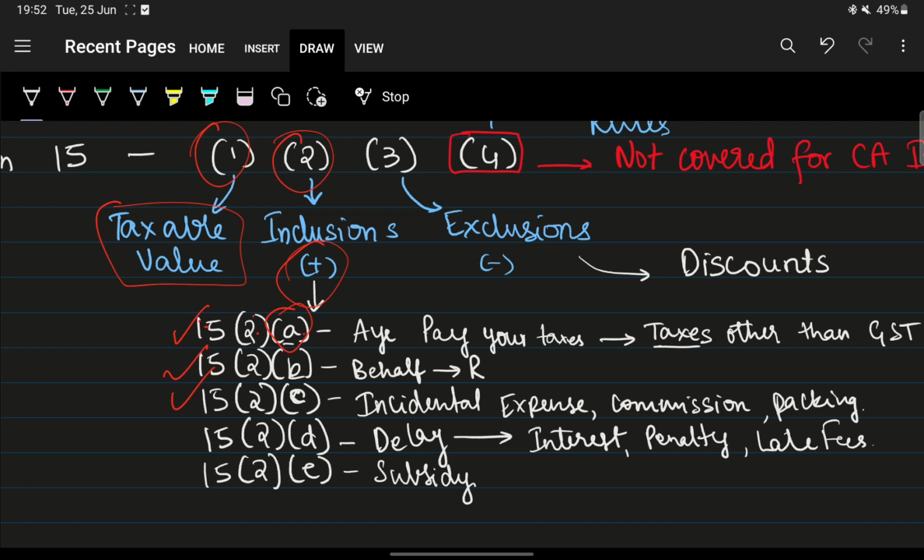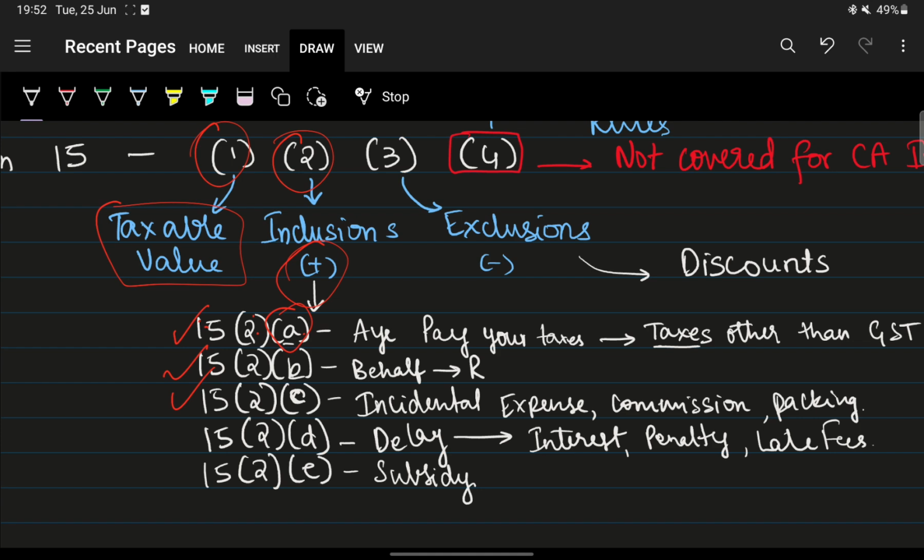Okay, D, delay. When you delay, you have to pay interest, penalty, and late fees. If there is any interest, penalty, or late fees that is charged by the supplier to the recipient, at that time add it to the value of supply.